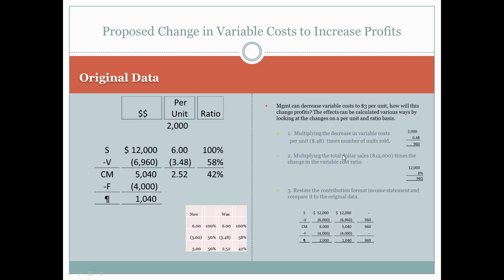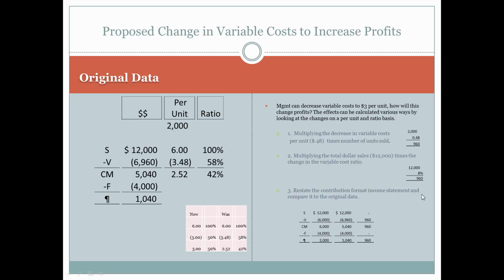We can also multiply the total dollar sales, $12,000, based upon a level of unit sales of 2,000 units, times the change in the variable cost ratio. So our variable cost ratio was 58%. Now it's 50%. That means that 8% of the $12,000 that we have in sales is now available to be added to net income. That's still $960, a different way of calculating it.